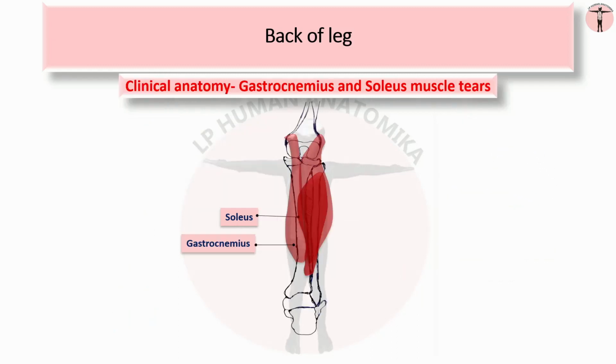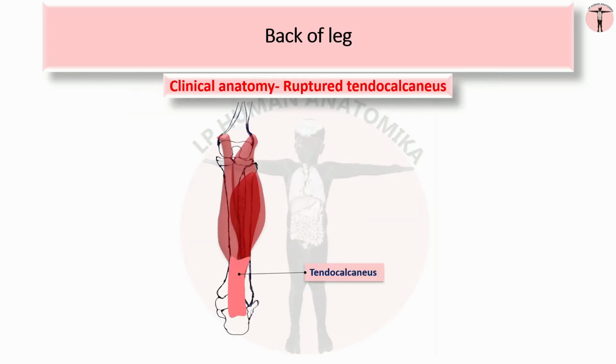Gastrocnemius and soleus muscle tears or tennis leg. Tearing of gastrocnemius or soleus muscles will produce severe localized pain over the damaged muscle. Swelling may be present. Ruptured tendocalcaneus. Rupture of the tendocalcaneus is common in middle-aged men and frequently occurs in tennis players. The rupture occurs at its narrowest part, about 2 inches or 5 centimeters above its insertion.